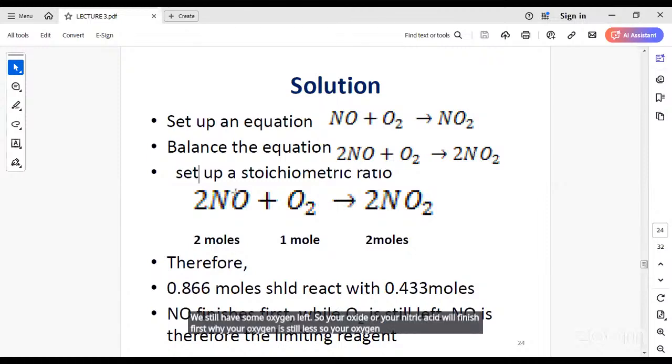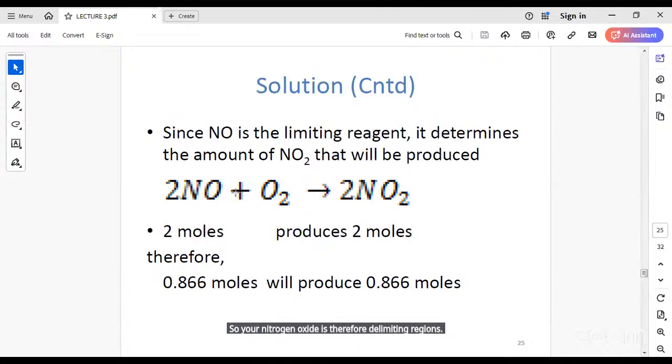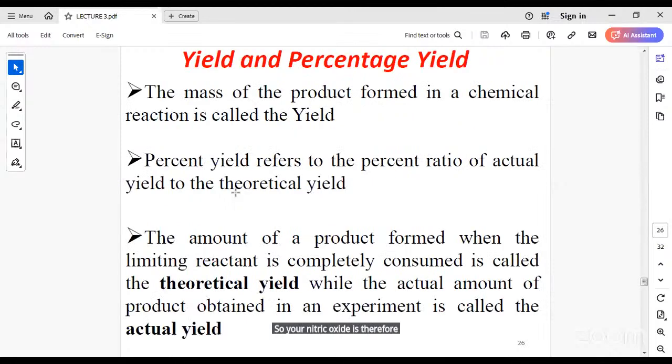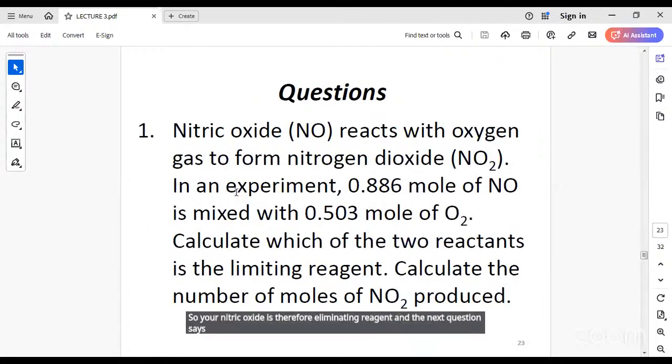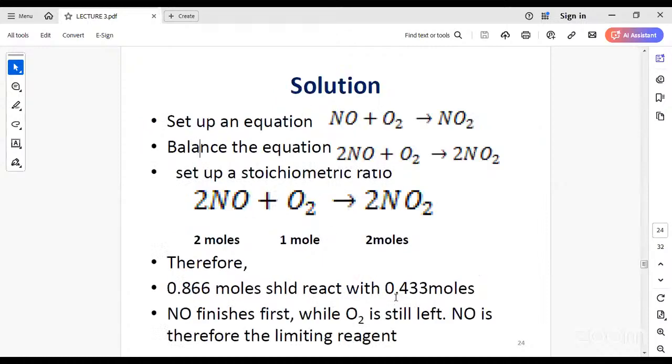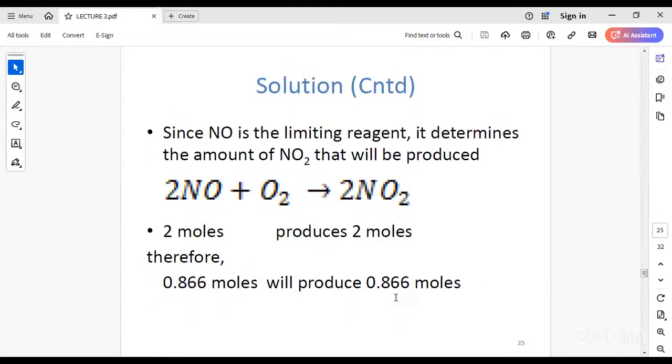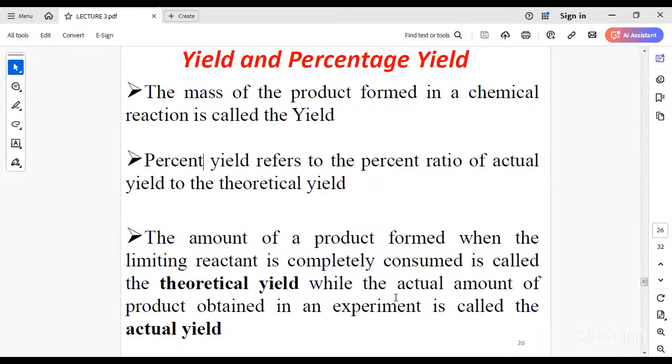So your nitric oxide is therefore the limiting reagent. And the next question says, calculate the number of moles of NO2 produced. So I think you can calculate that, the number of moles of your NO2 produced. So let's look at your yield and your percentage yield.